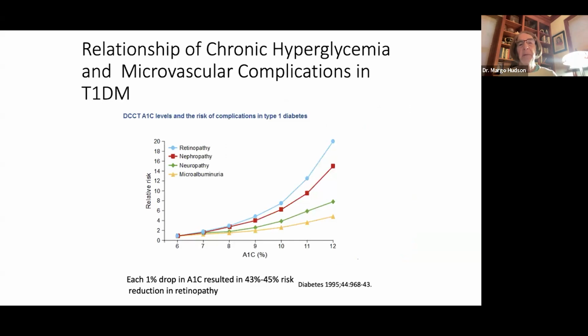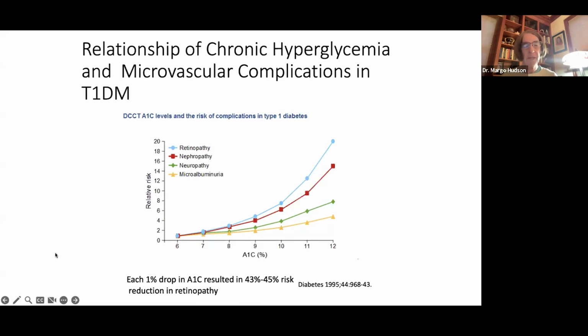So this is data from a really classic trial looking at risk of complications in type 1 diabetes and how it related to level of glucose control. This study was done over many years. And what they did was to map out the risk of complications versus the average A1C over time. And you can see the most affected complication from hyperglycemia and poor control is retinopathy, followed by nephropathy and neuropathy. And microalbuminuria is, of course, a form of nephropathy. And what they calculated was that a 1% drop in A1C would decrease by almost 50% the risk of retinopathy.